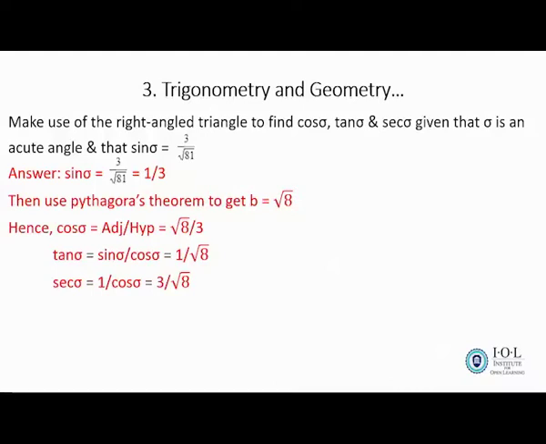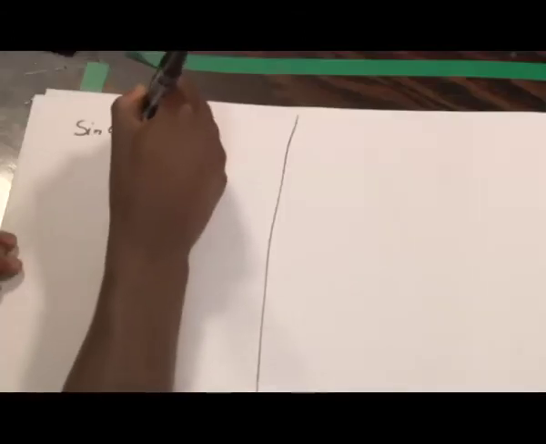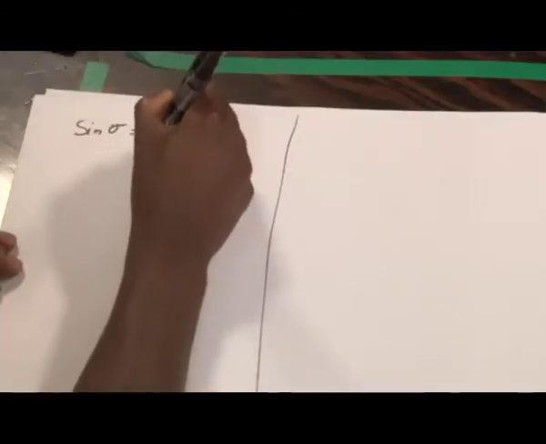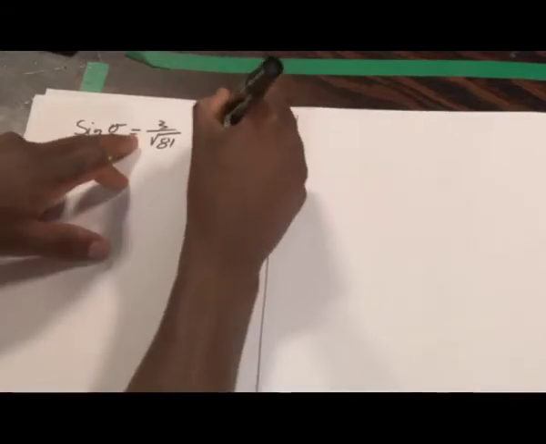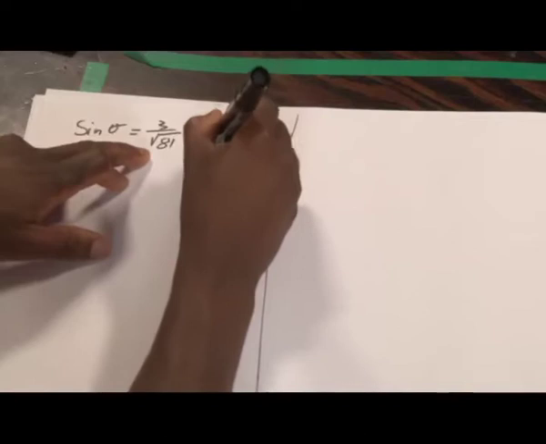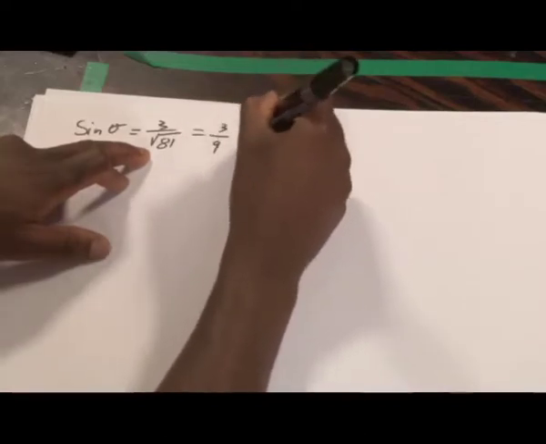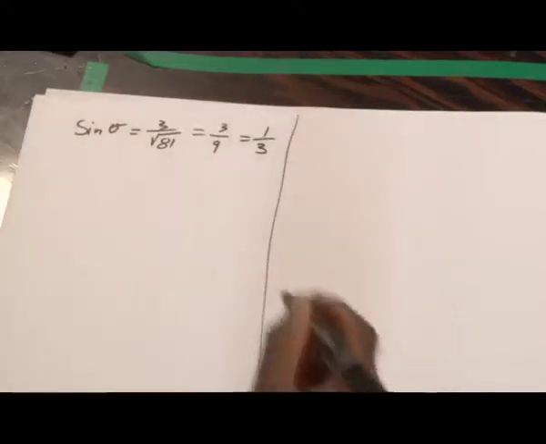Make use of the right angle triangle to find cosine theta, tan theta, and sec theta, given that theta is an acute angle and that sine theta is equal to 3 over square root of 81. This one we can simplify: 3 over square root of 81, where the square root of 81 is 9. Divide that, gives you 1 over 3.